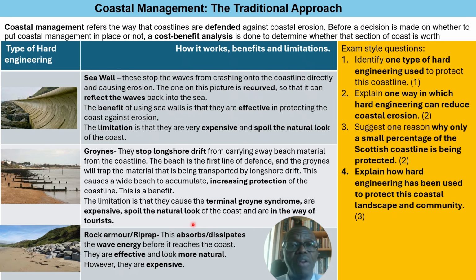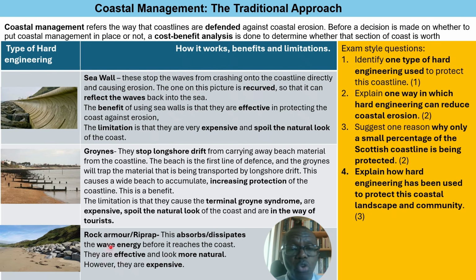And then the other thing that is very important for us to note is that they cause the terminal groin syndrome. Now, what does that mean? So if the sand is trapped on just one particular section of coastline, then it means that that sand is not going to reach other parts that are further along that particular coastline. Now, what that means is that those places that are further along the coast are going to be starved of sediment or material that would otherwise protect them. So that means that those areas are likely to have higher rates of erosion as a result of a different part of the coastline being protected.